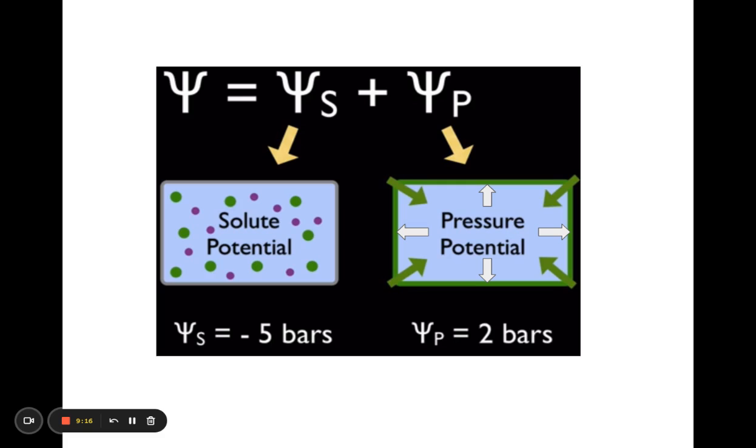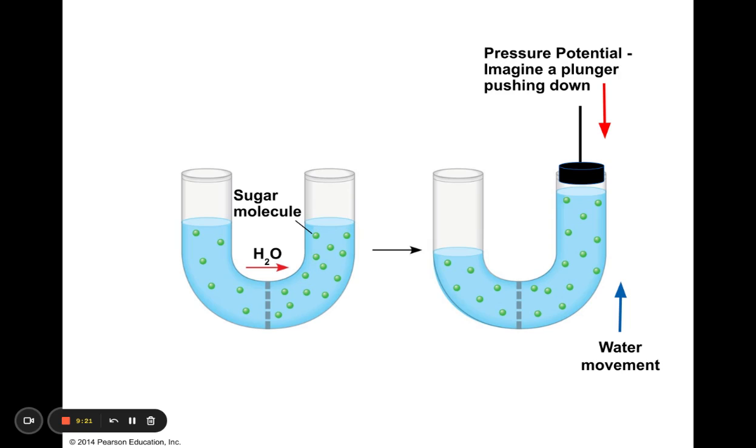Okay, so the first thing I do is I introduce the concept of pressure potential. And this is one of the best ways to introduce the concept of pressure potential. You show them the same U-tube, right? They already know what is going to happen, that liquid is going to be moving up the right-hand tube because there's more solute on that side. And the volume of liquid in the right-hand U-tube is going to increase.